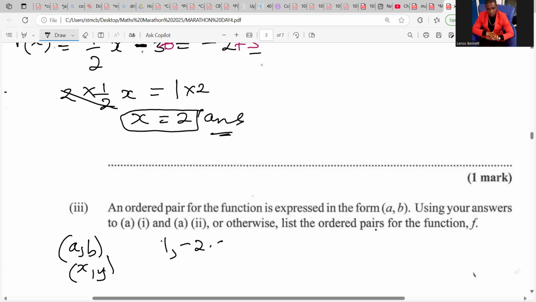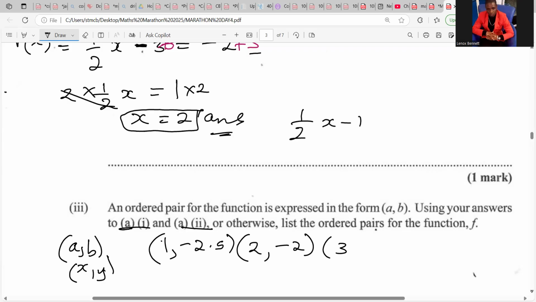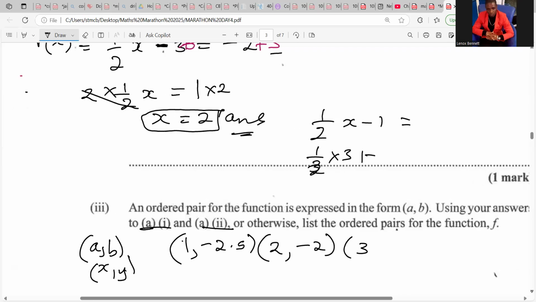Just to make sure. Yeah, that was it. And when x was 2, we got negative 2. So I can use the answer here and the answer here. But remember, the 3 must go in here too, so we could work out the 3. So half x minus 1. This time I'm going to replace the x with 3. So half times 3 minus 1.